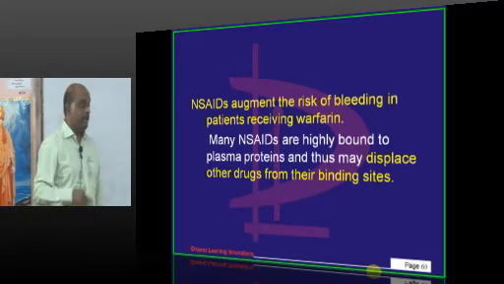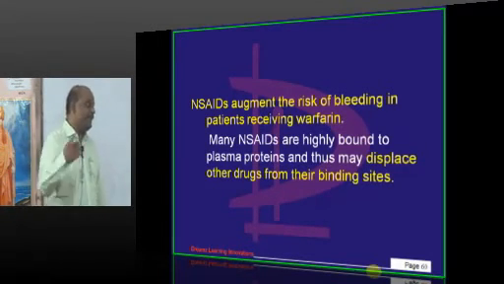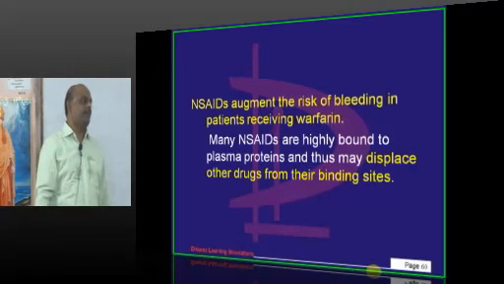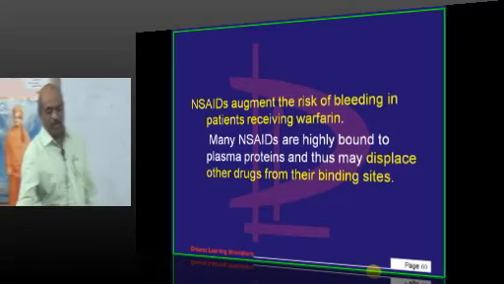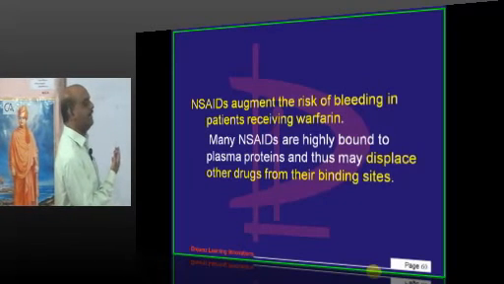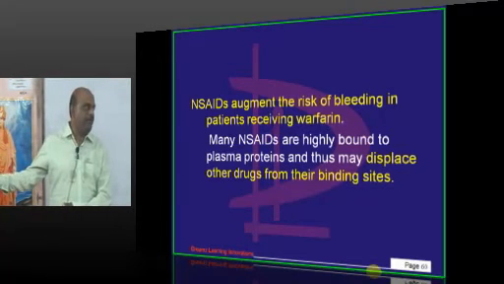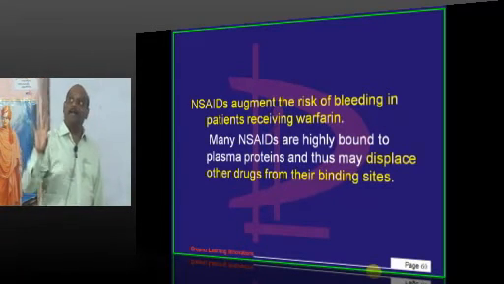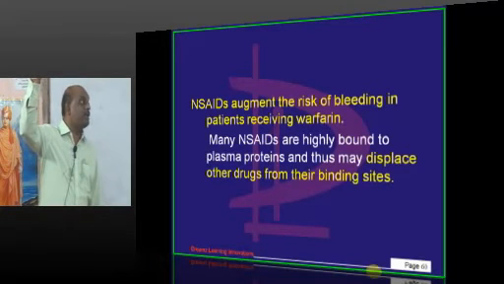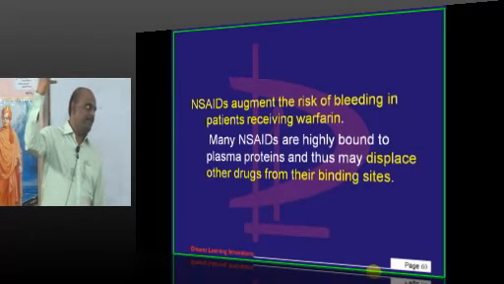NSAID says, I have a car, a bungalow, this and that. I am having higher affinity to you than this poor fellow called warfarin. Then immediately what will albumin do? Oh please NSAID, you come, I will marry you, and it will kick off the warfarin. When the warfarin becomes more free form, its action increases, and that leads to unexpected toxicity. What is the toxicity of warfarin? It is an anticoagulant. It leads to bleeding. If it is toxic, more bleeding.